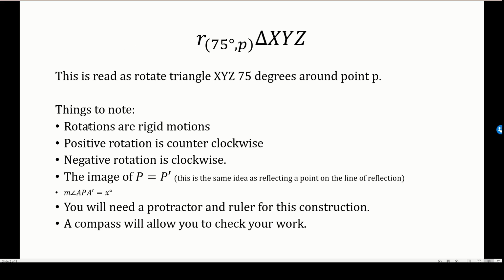Alright, again, rotations, as we said earlier, are rigid motions. Positive rotation is counterclockwise. So if you look up at the clock right now, you'll notice that the hands go in this direction. This is called clockwise. Counterclockwise is in the opposite direction. This is counterclockwise.